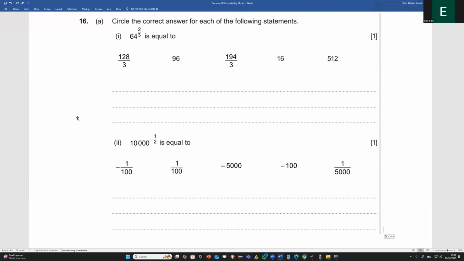For the indices, just negative and fractional. Yeah, brilliant. So this question was in 2023. So if you have a go at these two, is that okay?